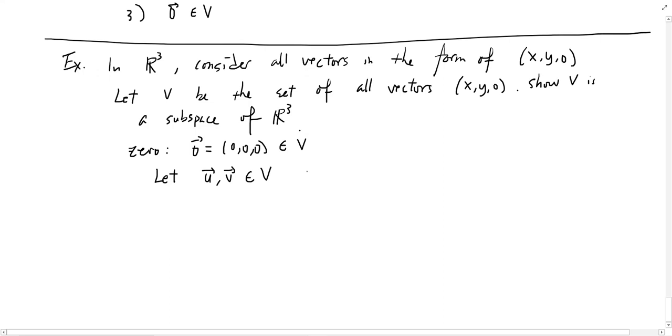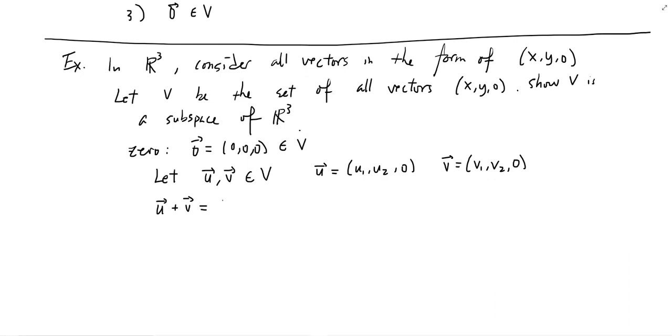Here's the important part: you have to define what it means when I say vector u and vector v are both in the set V. That implies that vector u must be in the form u1, u2, but has to have a 0 in the third coordinate. And vector v can have numbers v1, v2, but has to have a 0 in the third coordinate also. Now the question is, if I add these two vectors together, what would happen? What we want to show is that the result is still within this set, meaning it may have two different numbers in the first and second spots, but it has to have a 0 in the third spot, because every element in V must have a 0 in the third spot.